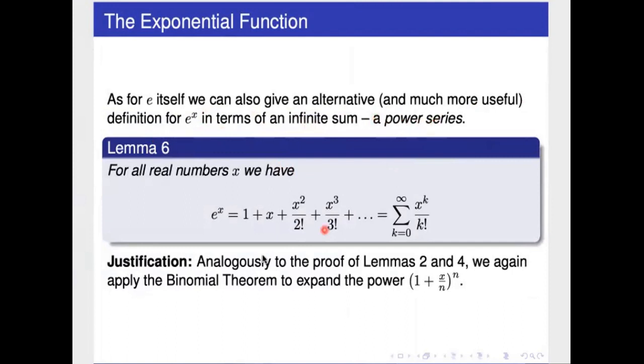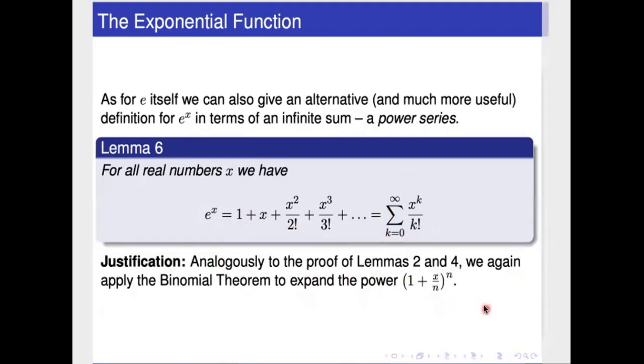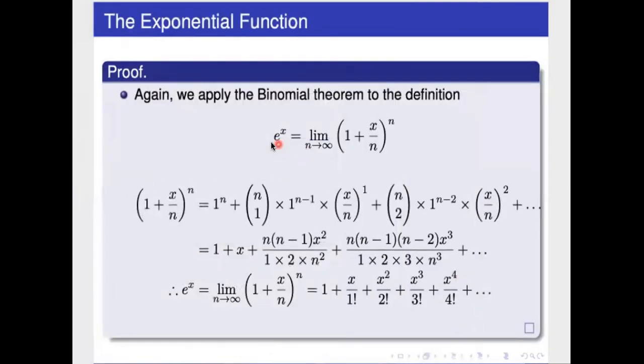Lemma 6 states that for all real numbers x we have e raised to x equals 1 plus x plus x squared over 2 factorial plus and so on, equals sigma from k equals 0 to infinity of x raised to k over k factorial. Justification: analogously to the proof of lemmas 2 and 4, we again apply the binomial theorem to expand the power 1 plus x over n raised to n. The derivation is nearly identical.